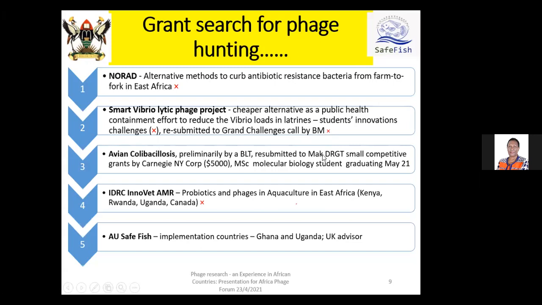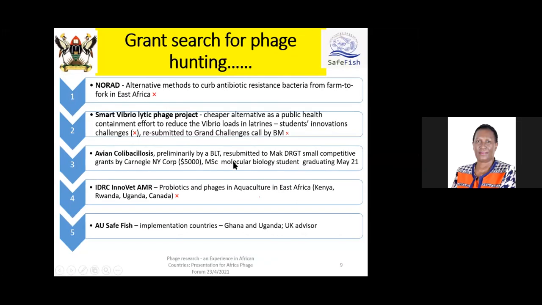When the competitive grants from the Makerere University Directorate of Research and Graduate Training put out a call, I applied and I got $5,000. So I enrolled a master's student who looked at the molecular characterization of the E. coli, and this student will be graduating this May.